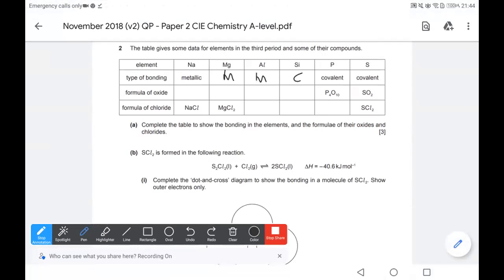Formula of oxide, they need the highest oxidation number oxide, so Na2O, MgO, Al2O3, silicon SiO2.